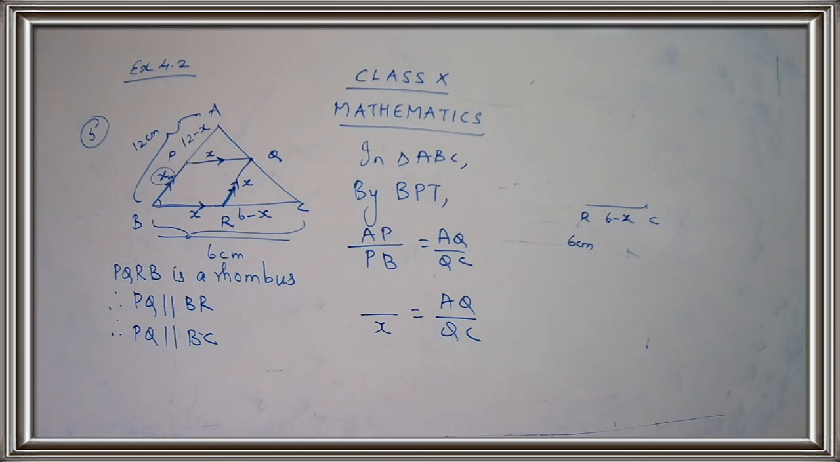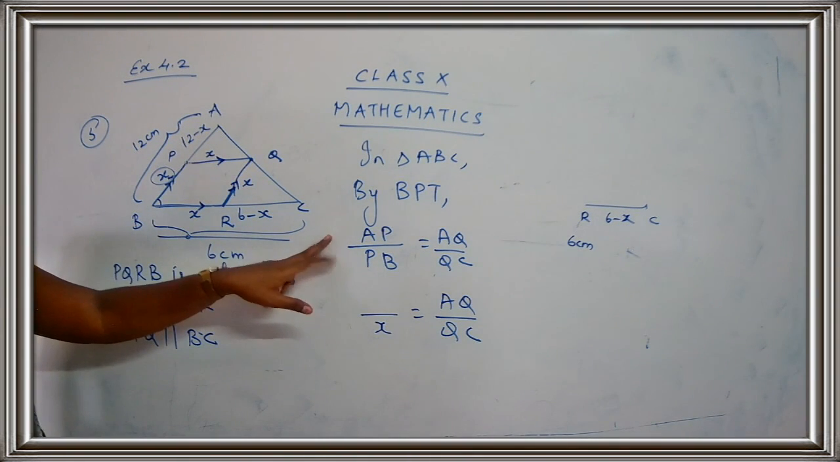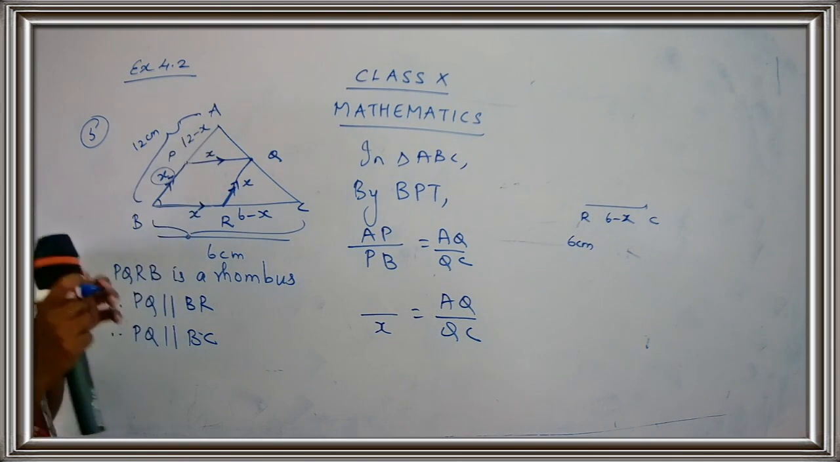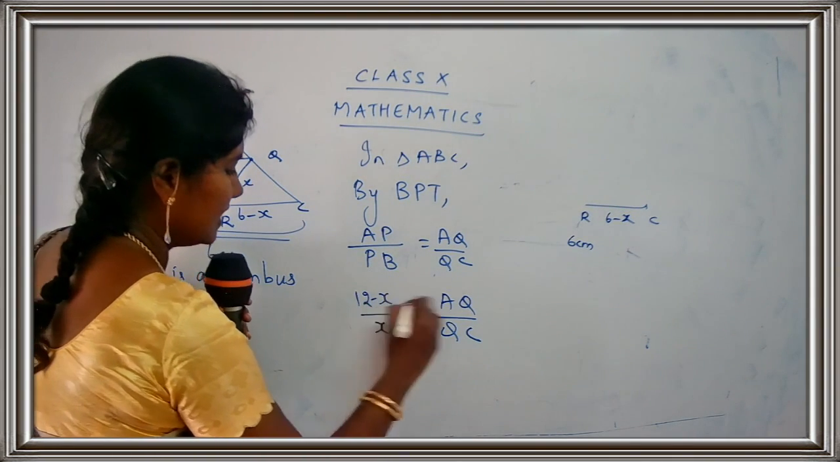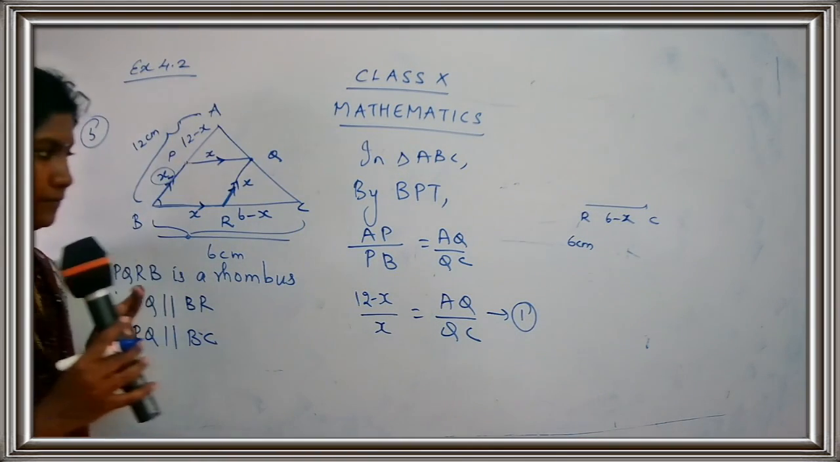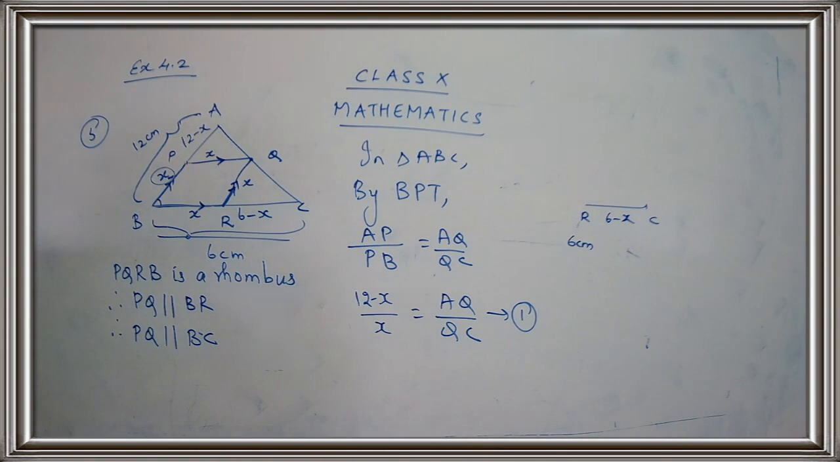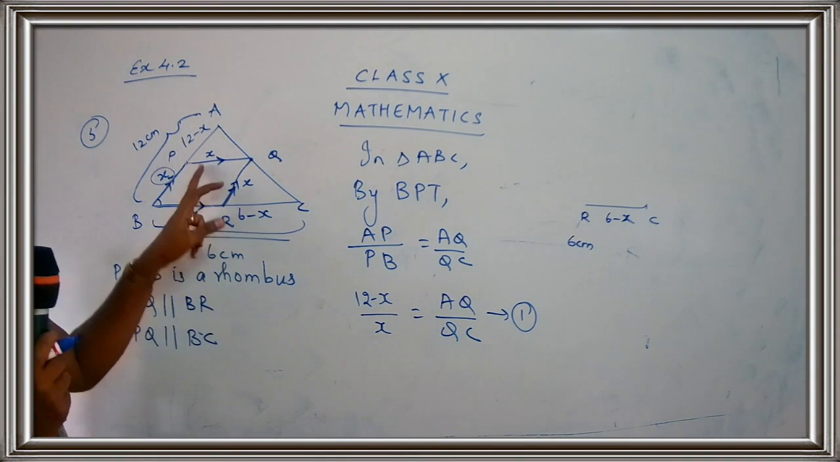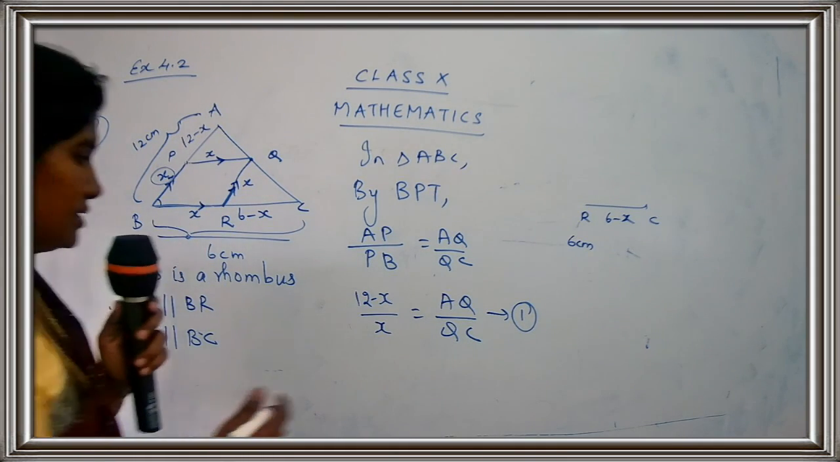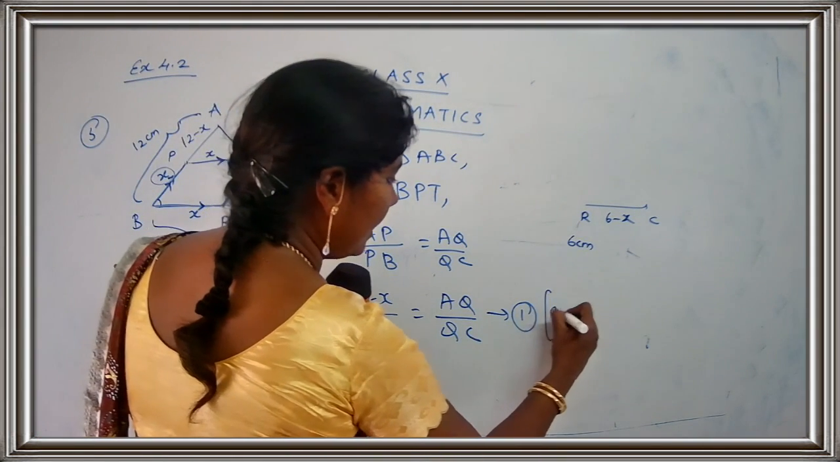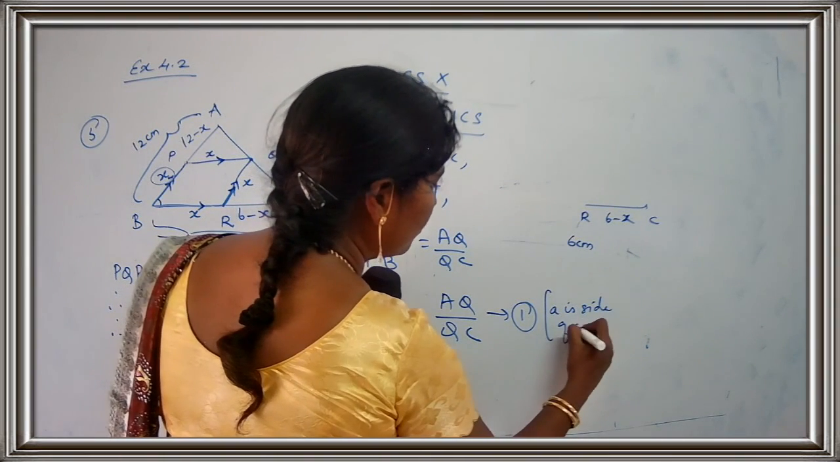Just fill the details in the diagram. Do not forget to fill the details. You have marks for your figure, children. Figure carries marks in geometry. So let us write down the value for AP. What is the value for AP? It's 12 minus X. So write down here 12 minus X. Take this as number 1. So you get 12 minus X upon X is equal to AQ upon QC. You can just mention here what X is: X is the side of a rhombus. You can mention it in the bracket, X is the side of the rhombus.